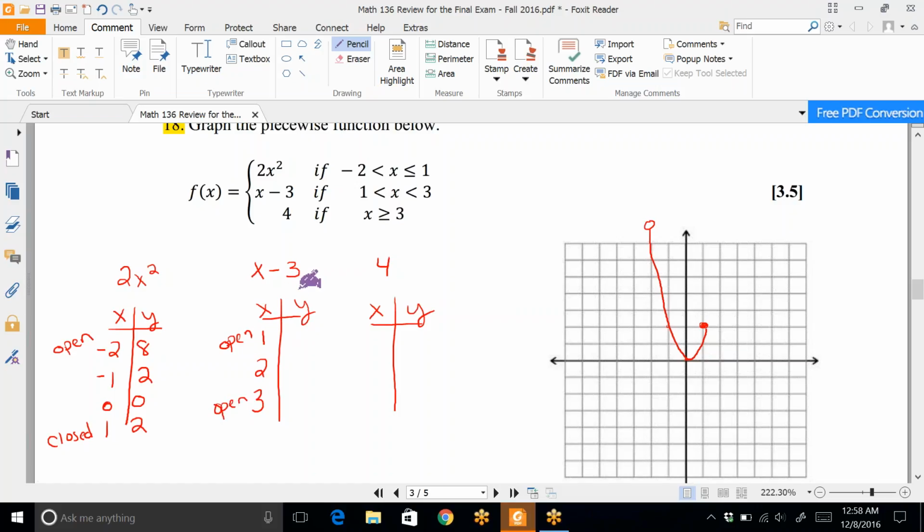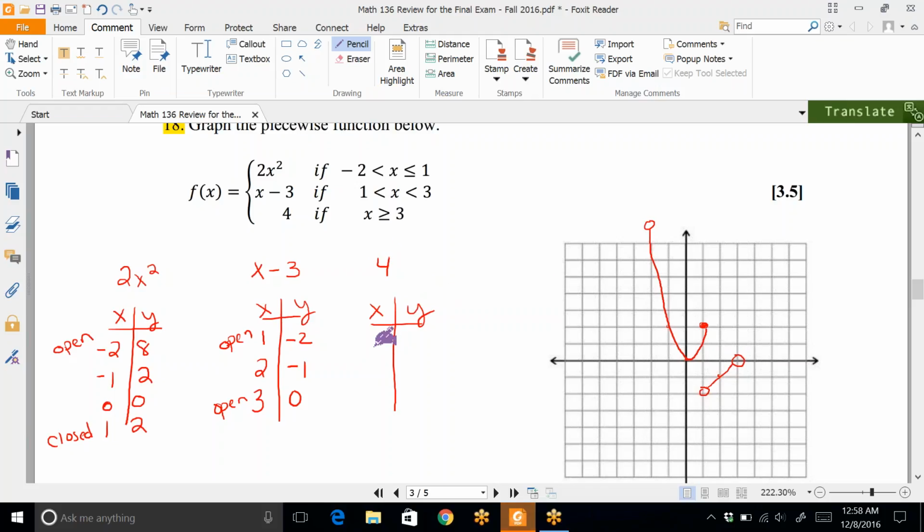We plug in 1 minus 3 would be -2. 2 minus 3 is -1, and 3 minus 3 is 0. So 1, -2 is open. 2, -1, 3, 0, which is also open. So this is part of a line that has a slope of 1.